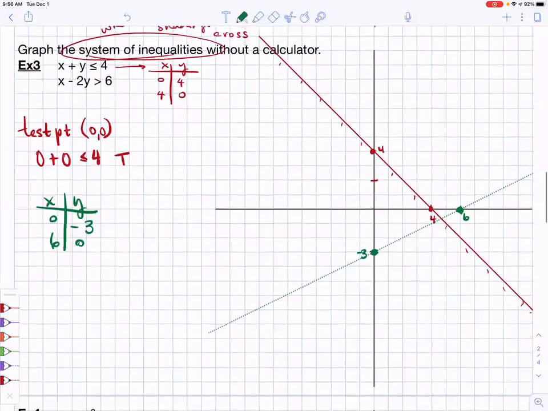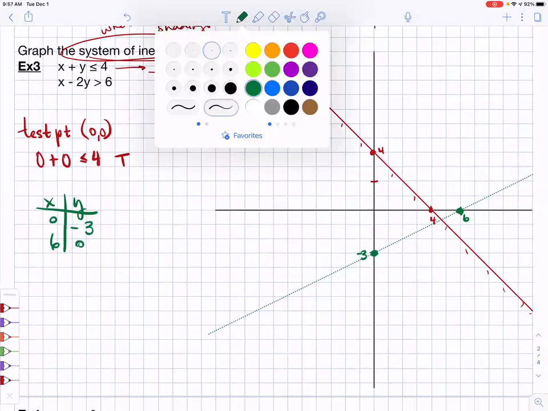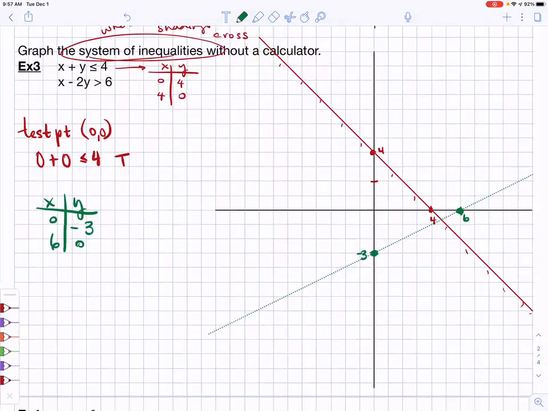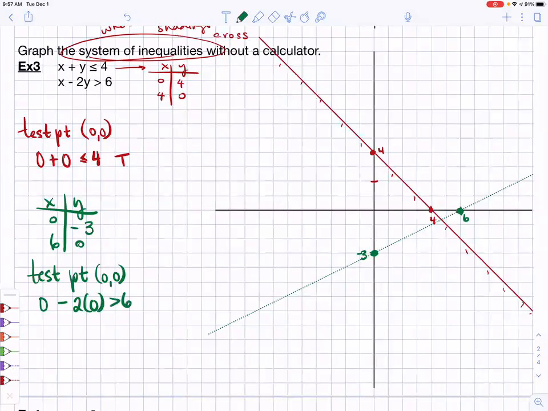And now for the shaded part. How are we going to figure out where the shading is? Let's run a test point. What test point would you like to run? Again, let's run 0, 0. So when we plug in the test point, we'll get a 0 in for x minus a 2 times 0 for y is greater than 6. True statement or false statement? It's a false statement. So then where is the shading going to go?